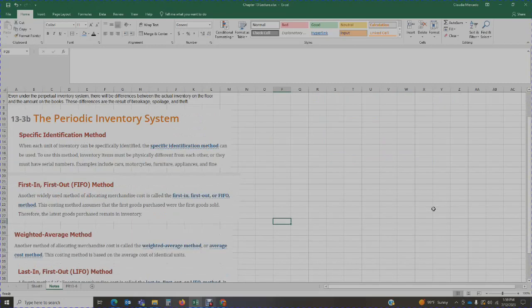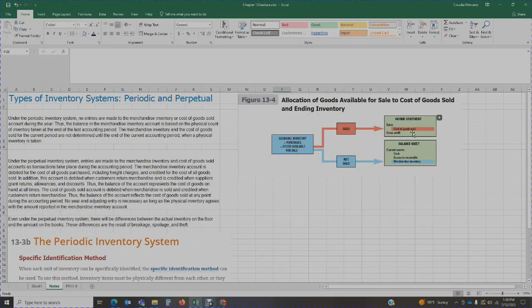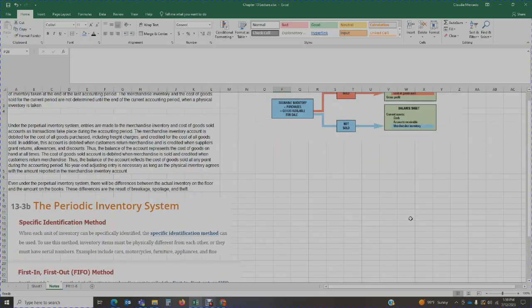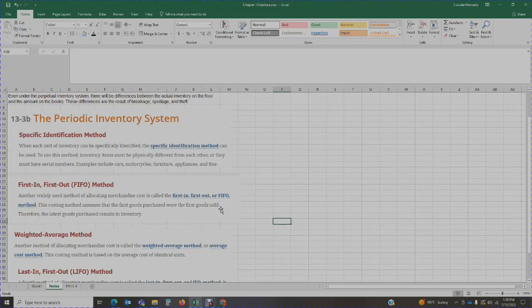Now there's 4 different valuation methods that are covered in this particular textbook. We're going to be conducting the inventory valuation using the specific identification method, FIFO, weighted average, and LIFO. Okay, so in this problem that we're going to be covering next, we're going to be calculating both the cost of goods sold and the merchandise inventory, using these 4 methods. Okay, so let's briefly go over each of them.